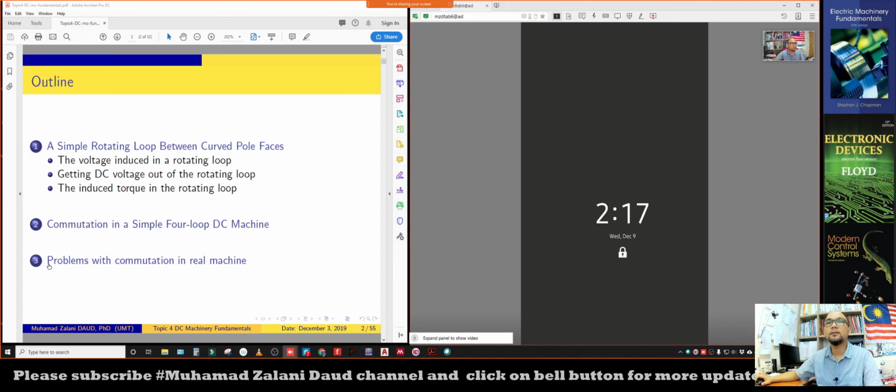And then the third section, 4.3, problem with commutation in real machine. So when we consider the real machine, of course there will be some problems of the real machine that will be further discussed, especially in terms of current.